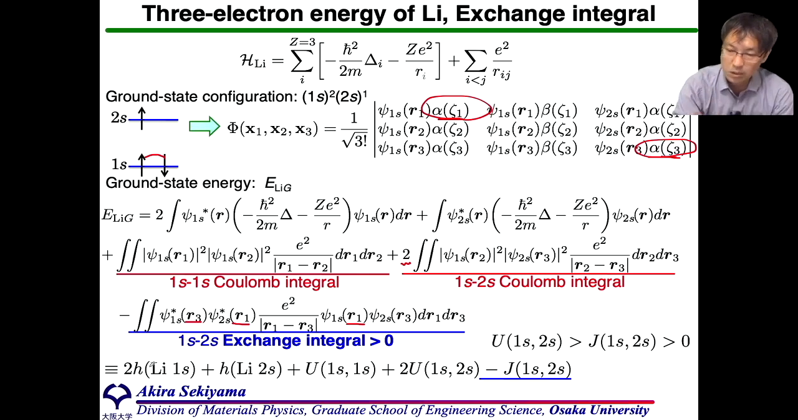So then we notice that the 3-electron energy is expressed by using this formula. The first two terms represent 1-electron energy, and this term gives Coulomb interaction between the 1s orbitals with different spin alignment, and this term gives 1s-2s Coulomb interaction, and the final term gives the exchange interaction between these. This exchange interaction plays an important role in quantum mechanics.